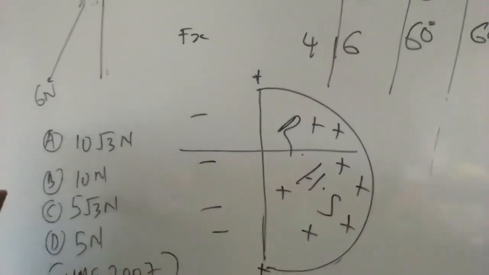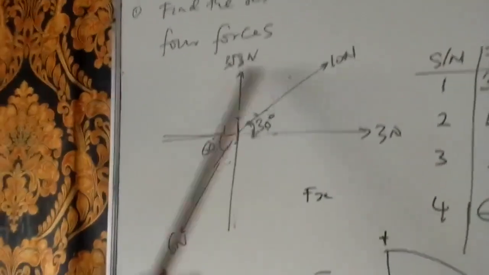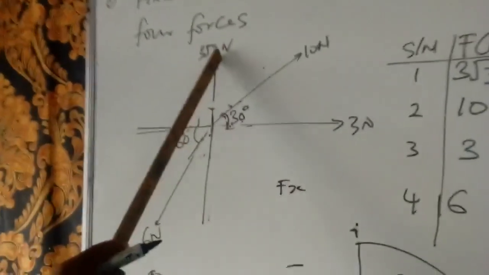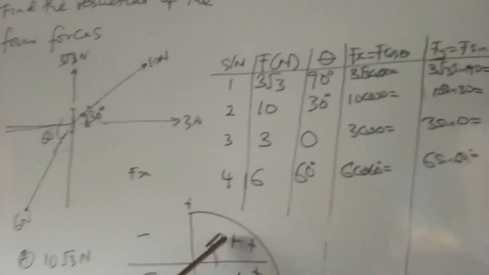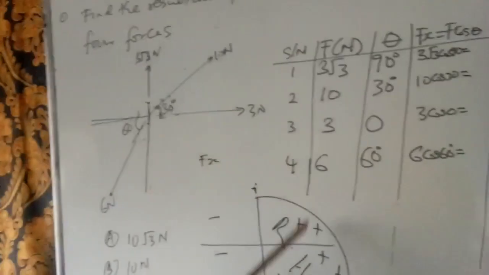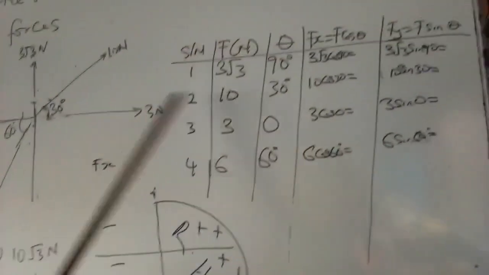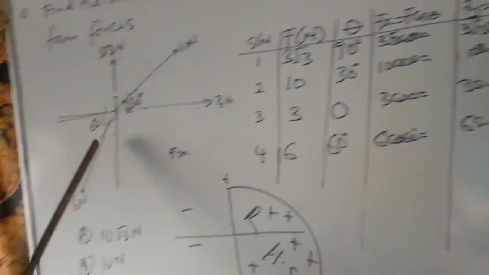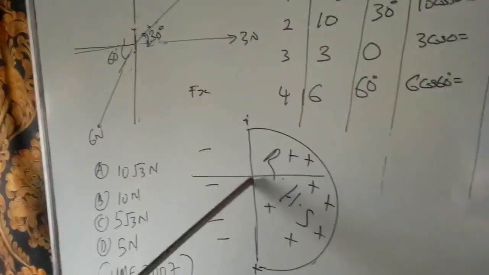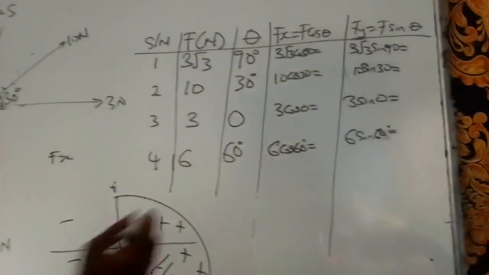So let's go to the vector diagram again. The 3 root 3 is at the middle point, taken as positive when finding Fx. The 10 Newton is on the right hand side of the plane, positive. The 3 Newton is on the right hand side of the plane, which is positive. The 6 Newton is on the left hand side of the plane, so we'll now put negative here.